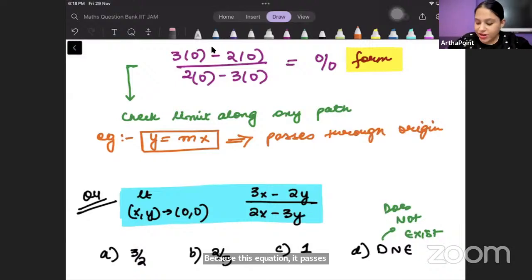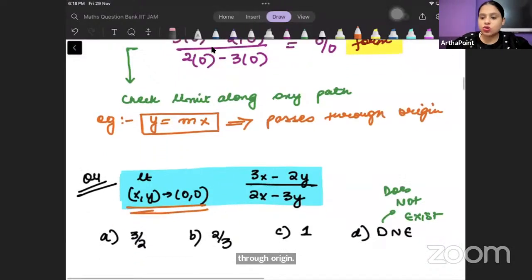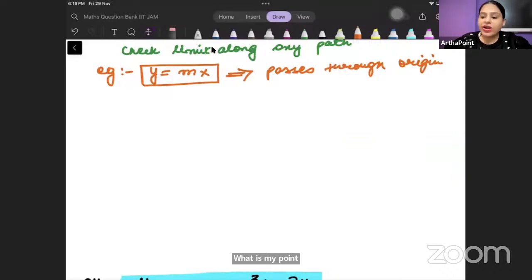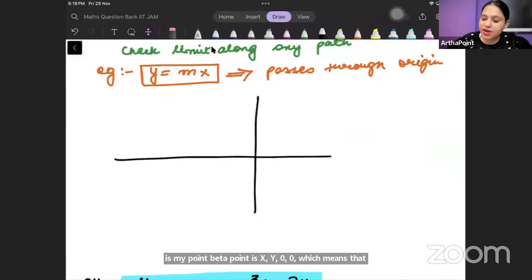What is my point, beta? Point is (x,y) to (0,0), which means that the point that I am talking about is my origin point. This is (0,0).